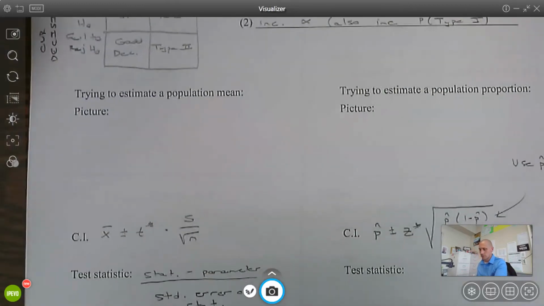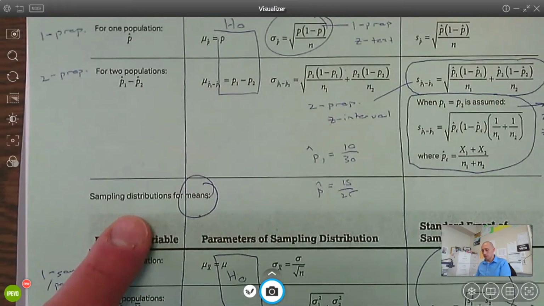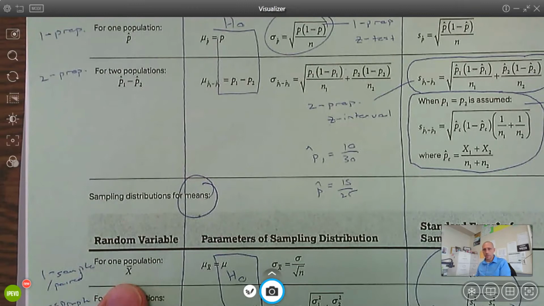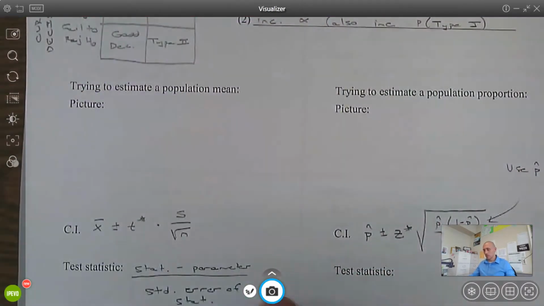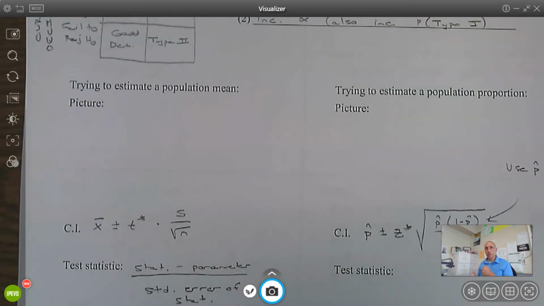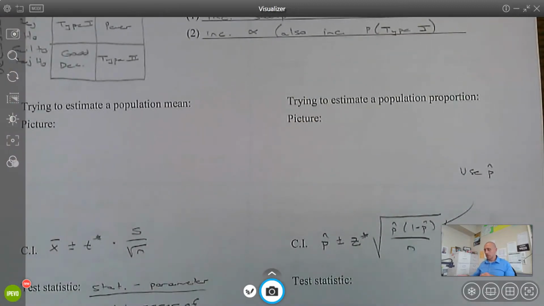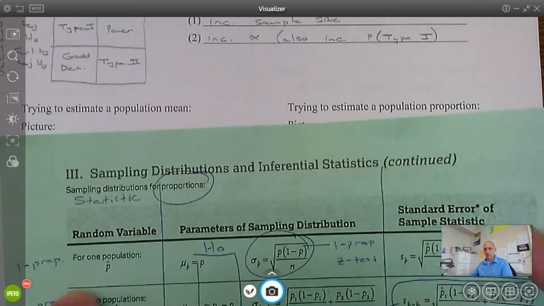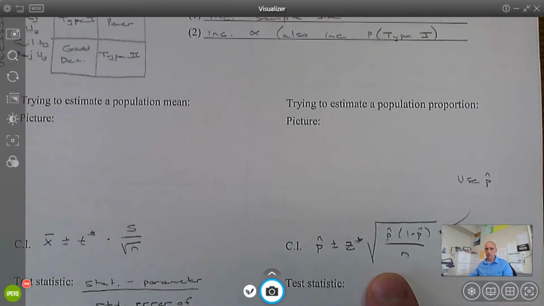So let's look at the structure of these intervals for a one sample t interval. I'm just using my formula sheet here. Means, one population. There's your statistic. There's your standard error. And anytime you have a mean, you're going to be using the t distribution. And then for proportion, same deal. One proportion, there's my statistic. There's my standard error. So that's where that's coming from.